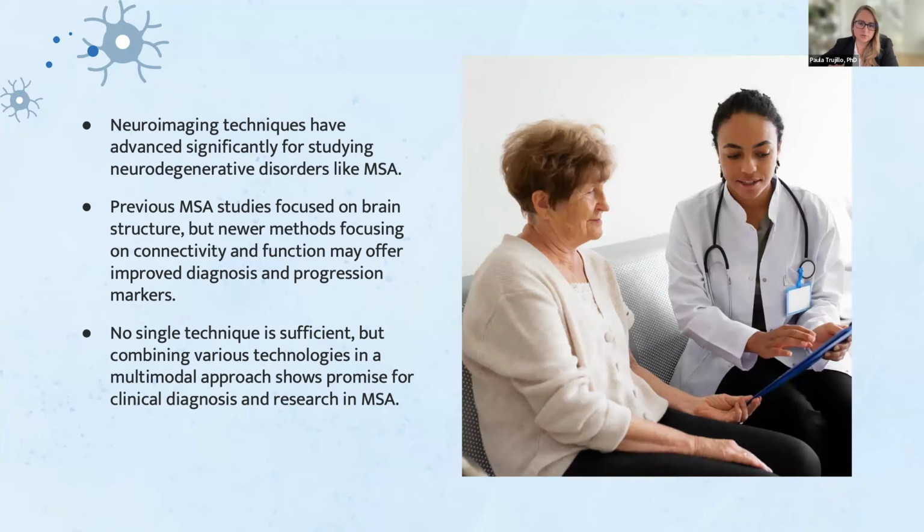So to conclude, significant progress has been made in neuroimaging techniques for studying neurodegenerative diseases. In MSA, most previous studies mainly focused on volumetric and structural changes in the brain. But novel methods are also focusing on connectivity and brain function, and these can improve diagnostic accuracy and identify novel markers for disease progression in MSA. These novel imaging biomarkers can improve patient selection in clinical trials, and have the potential for assessing treatment-induced changes.